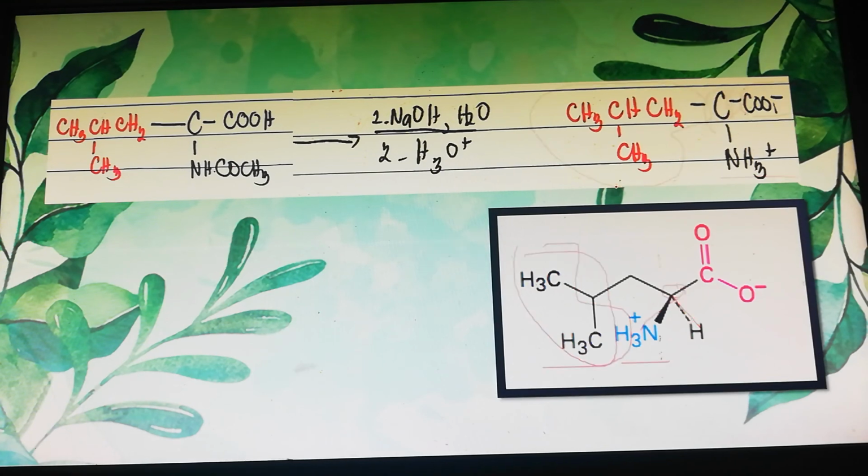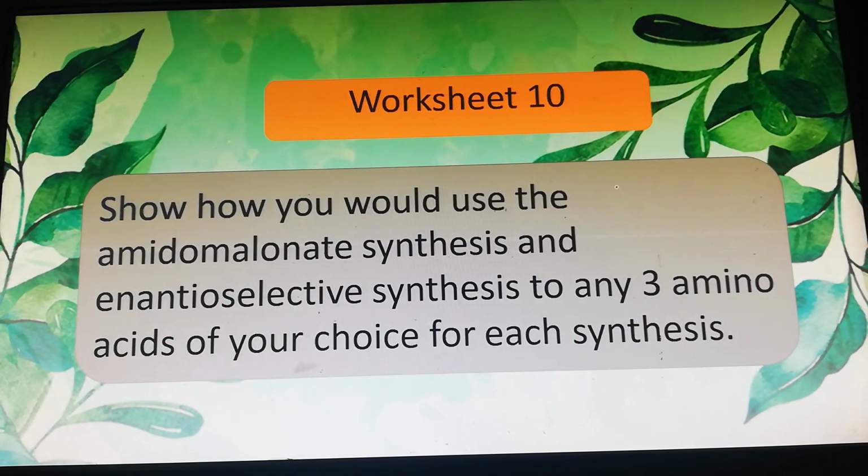In worksheet number 10, show how you would use the amidomalonate synthesis and the enantioselective synthesis to prepare any three amino acids of your choice for each synthesis. The same three amino acids should be used for the amidomalonate and enantioselective syntheses. Okay, so that's our amino acid lecture.